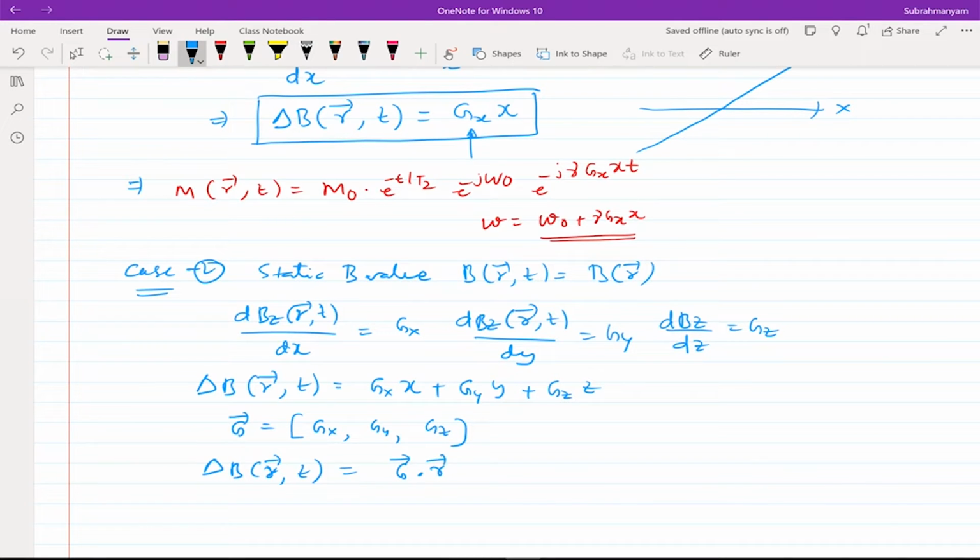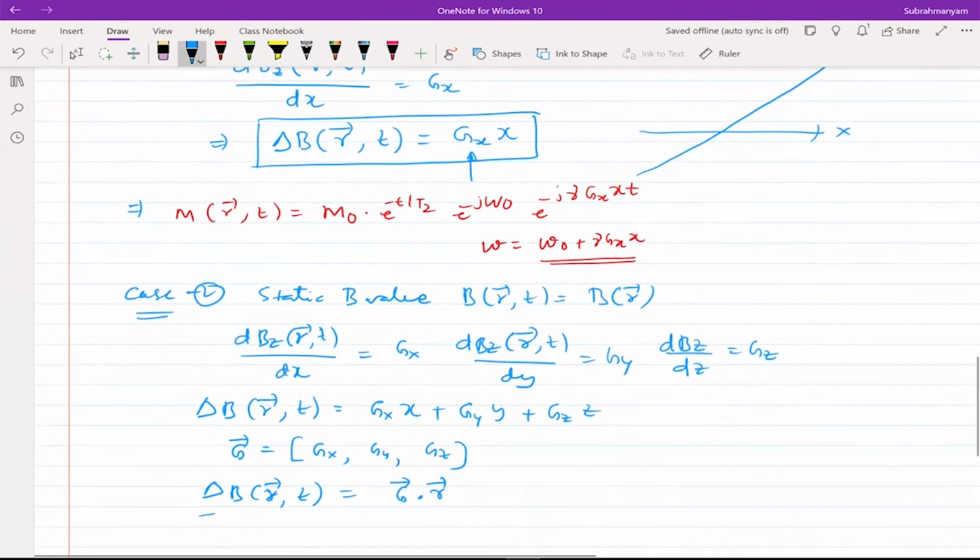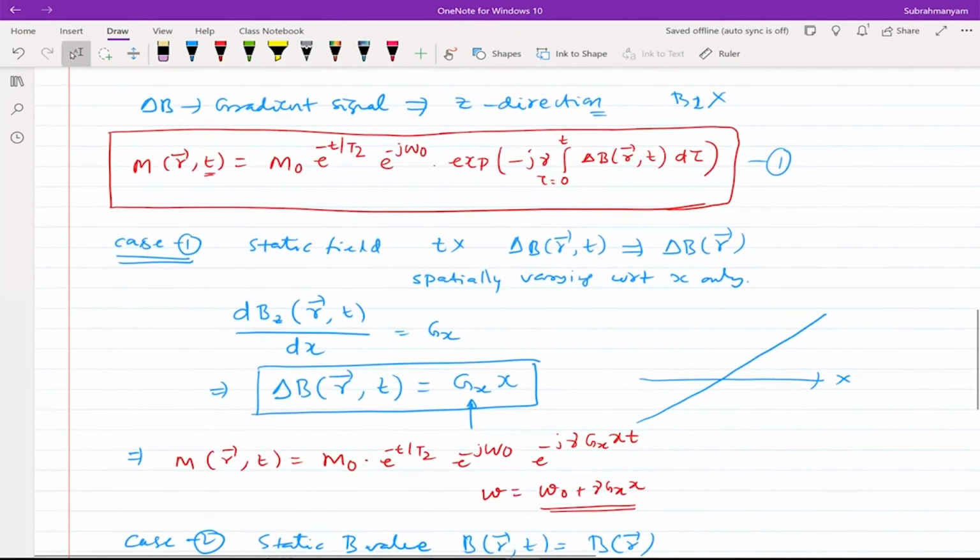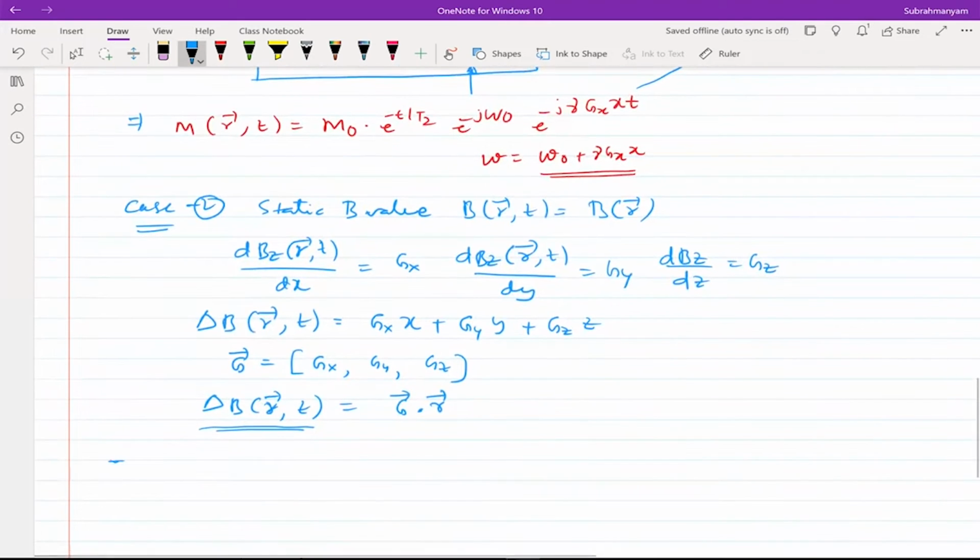Then my delta b of r bar comma t is equal to g bar dot r bar, right? So again, you notice here, this is your delta b of r bar comma t. You again substitute here. So again, this expression has nothing to do with the time, so it just gets multiplied with the time. So what do you get there as an expression? M of r bar comma t is equal to m naught into e power minus t by t2, into e power minus j omega naught, into e power minus j times gamma times g bar dot r bar times what? What do I get here? Sorry, there is a t here.